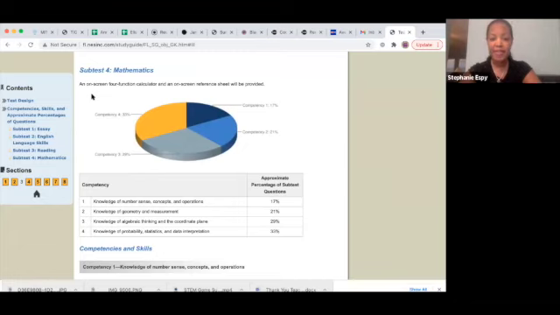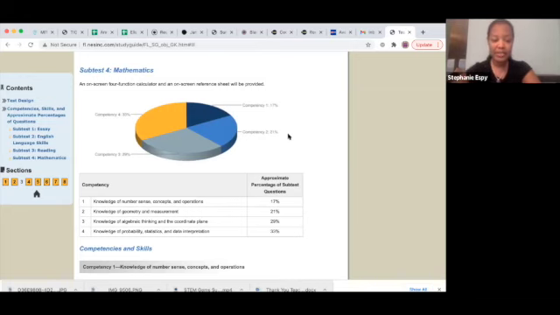The math section is broken down into 4 different competencies. Competency number 1 is your knowledge of number sense, concepts, and operations, and that's approximately 17% of the questions. Competency number 2 is knowledge of geometry and measurement, and that's 21% of the questions. Competency number 3 is your knowledge of algebraic thinking and coordinate plane, which is 29% of the section. And lastly, competency number 4 is your knowledge of probability, statistics, and data interpretation, and that's 33% of the questions.